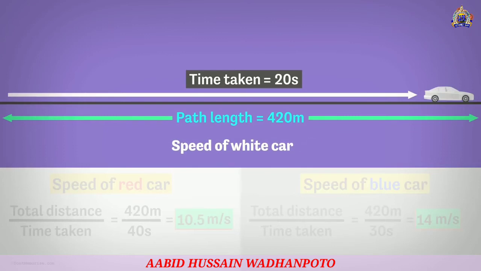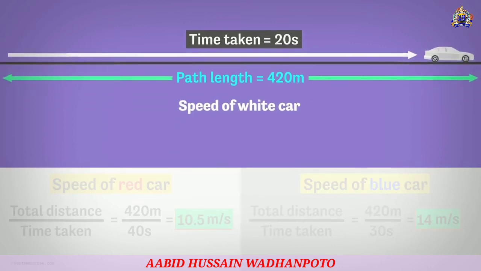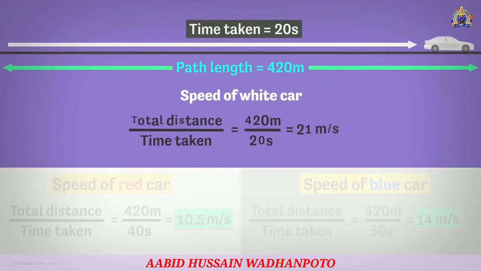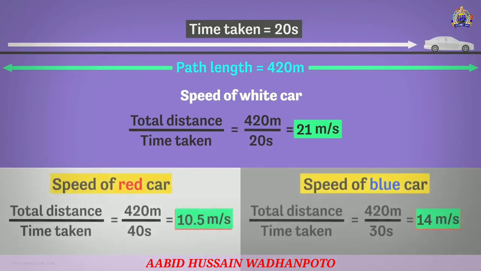Here we have another example: the time taken by a car is 20 seconds and the path length is 420 meters. So what will be the speed of the car here? By using the formula, total distance upon total time. What is the total distance here? Good. We have 420 as the total distance and the time is 20 seconds. By dividing these both together, we get the answer, which is 21 meters per second.